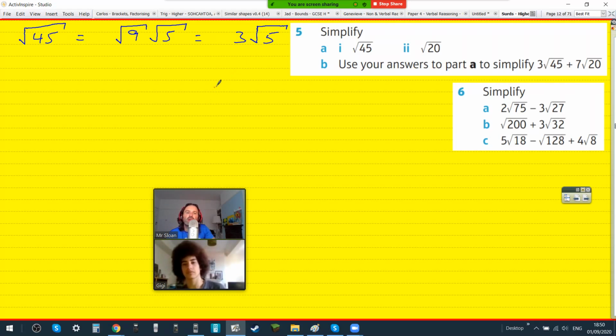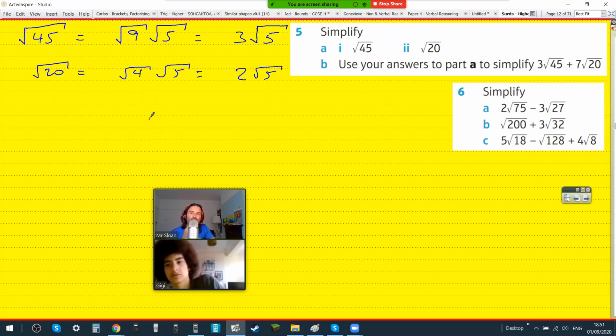Okay. How about part 2? 20 can be root 4 root 5, which would be 2 root 5. Well done. And then part B. 3 root 45, 7 root 20. So 3 plus 7 would be 10.